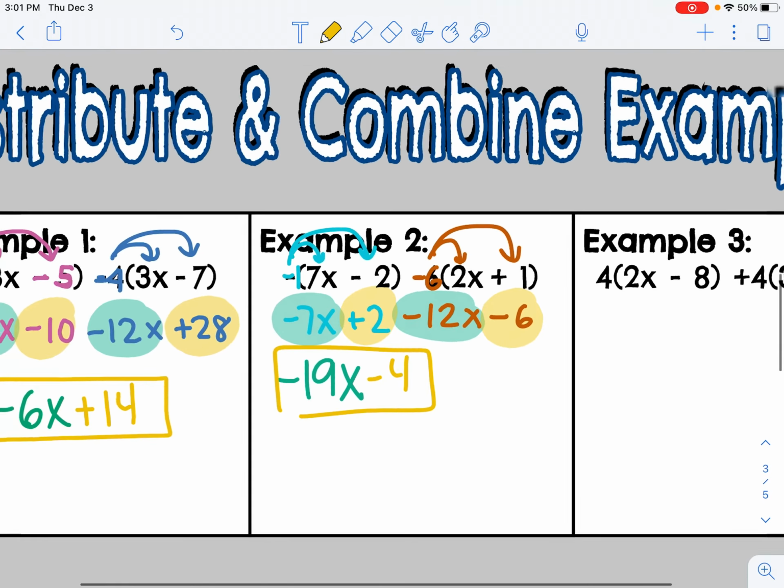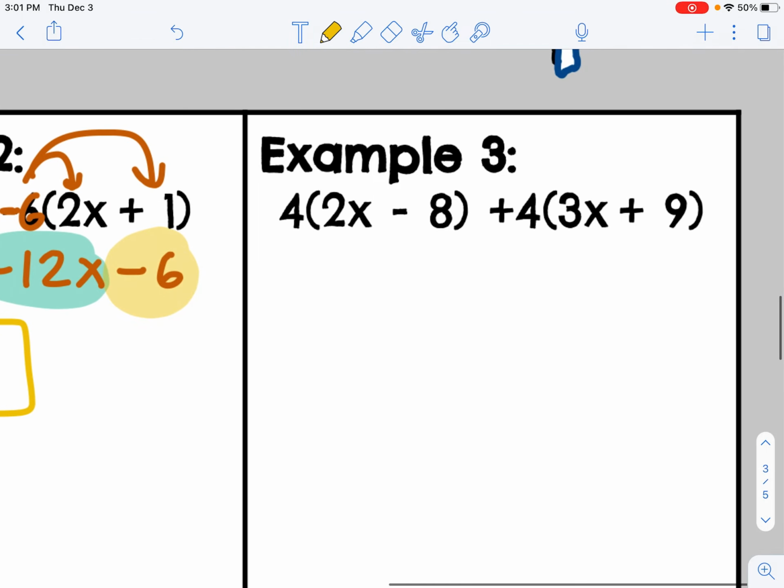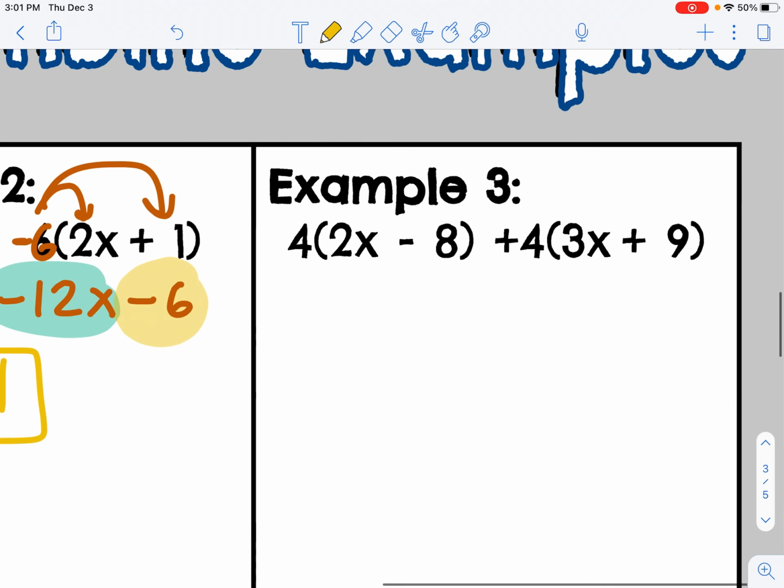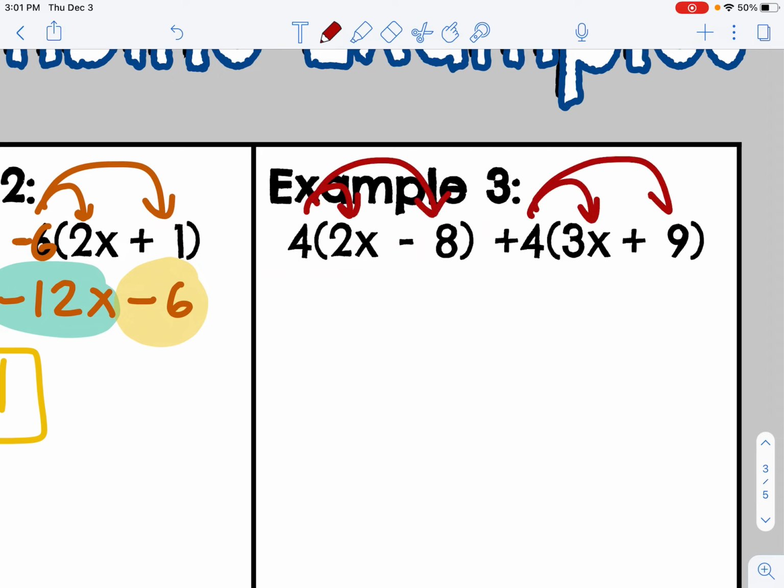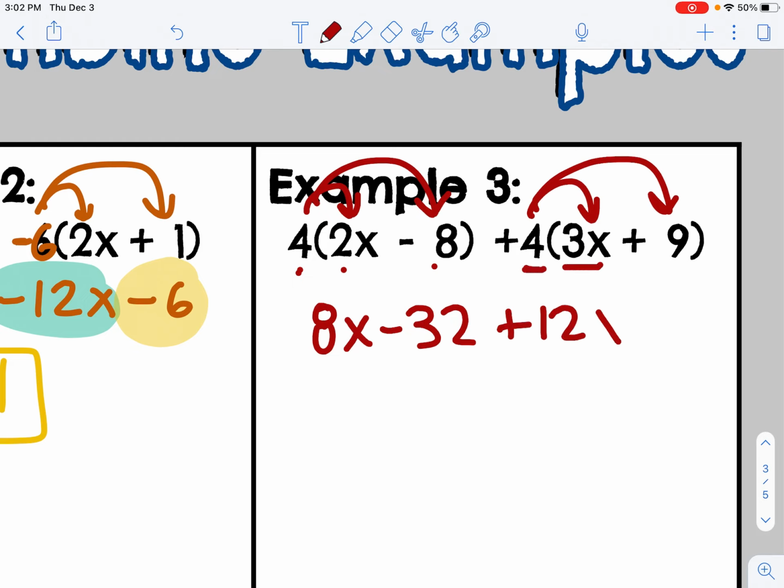In our last example, it looks like we're distributing 4 both times. That means we're going to take this 4 and multiply it into everything inside the parentheses, and then we're going to take this 4 and multiply it into everything inside the parentheses. So we have 4 times 2x is 8x, and then 4 times negative 8 is negative 32. 4 times 3x is 12x, and 4 times 9 is a positive 36.